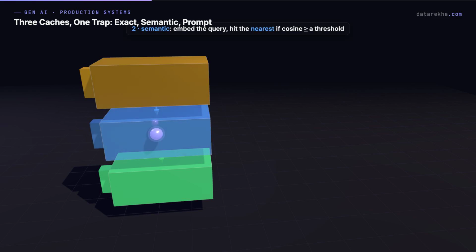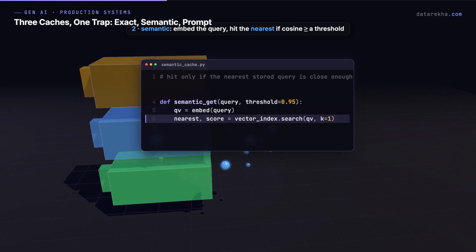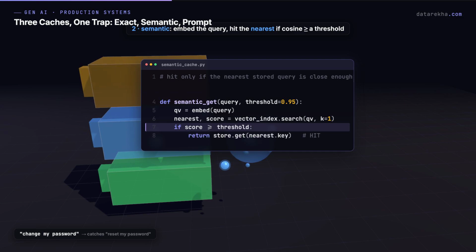Cache 2, the semantic cache. Match by meaning, not bytes. You embed the query, find the nearest stored one, and if cosine similarity is above a threshold, return its answer. Now, "How do I change my password?" catches the entry for "reset my password."